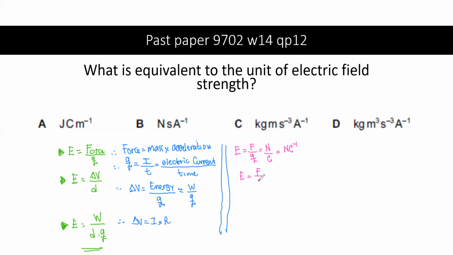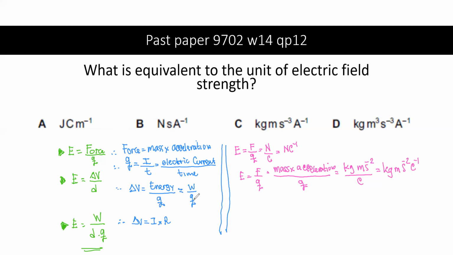So now, let's try to find F over Q. What is F? Mass times acceleration. Over Q. So what is the unit for mass? Kilogram, meter, second minus 2 over coulomb. So then kilogram, meter, second minus 2, coulomb minus 1. So there is no equivalent unit of the electric field strength in the options. So what else?